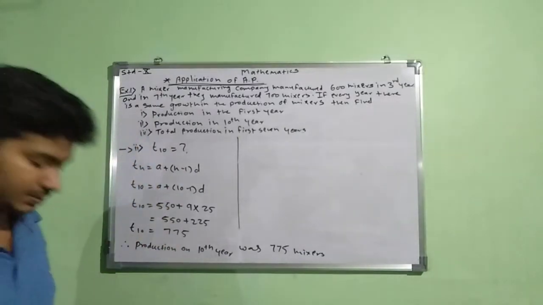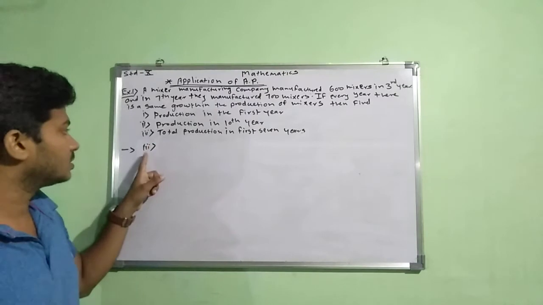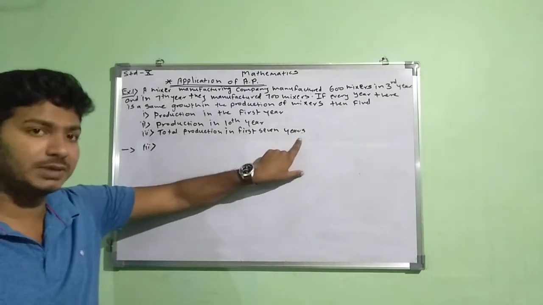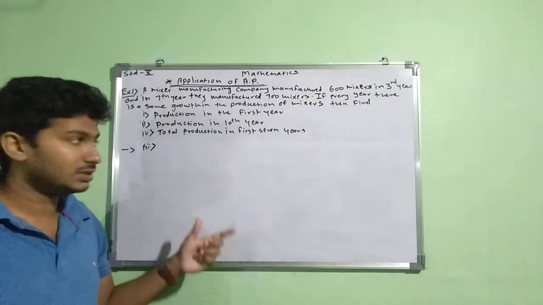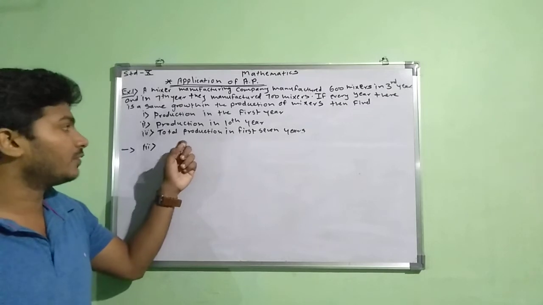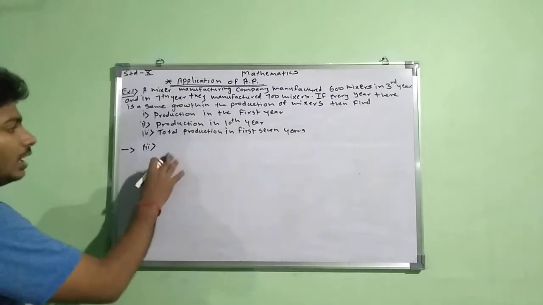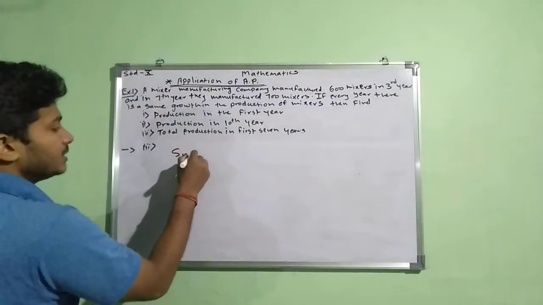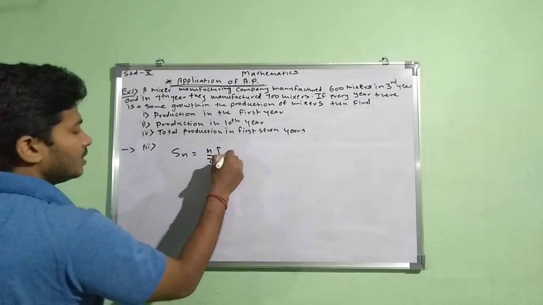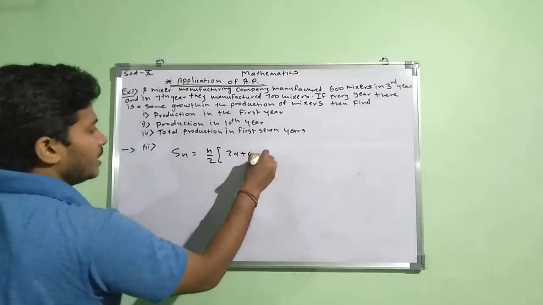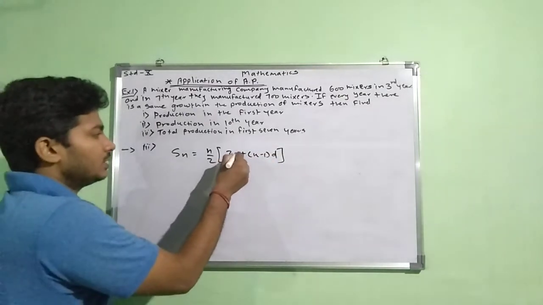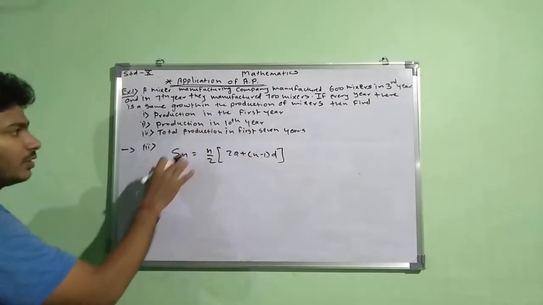Now we will solve third one. So now we will solve that third sub question. So total production in first 7 years. That means from first year to 7 years, what will be the production? That means the total production. That means we have to find a sum. Okay, and we know for finding sum we have formula Sn is equal to n by 2 inside the bracket 2a plus n minus 1 into d. So we will use that formula to find that production from first to 7th year.